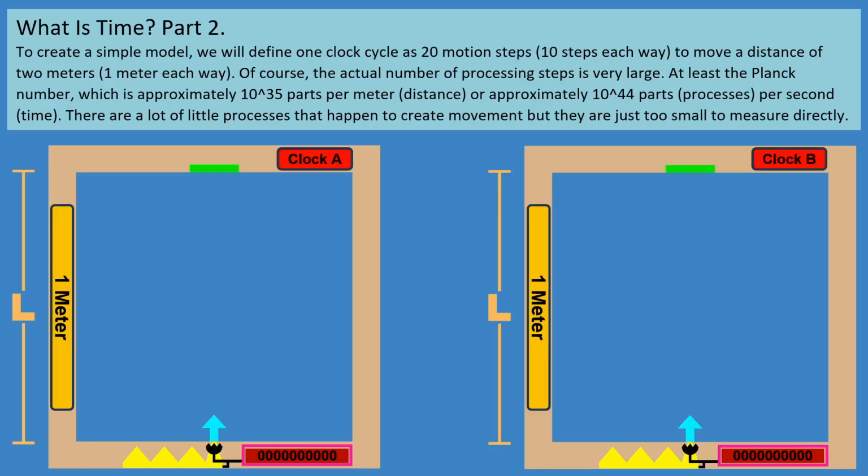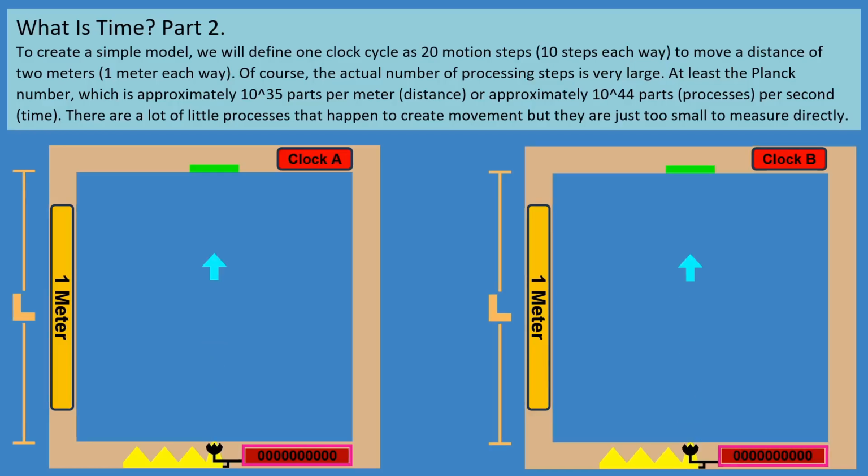Of course, the actual number of processing steps is very large, at least the Planck number, which is approximately 10 to the 35 parts per meter, or approximately 10 to the 44 parts per second. There are a lot of little processes that happen to create movement, but they are just too small to measure directly. Okay, so now we're going to step through the process as the two clocks complete one cycle.